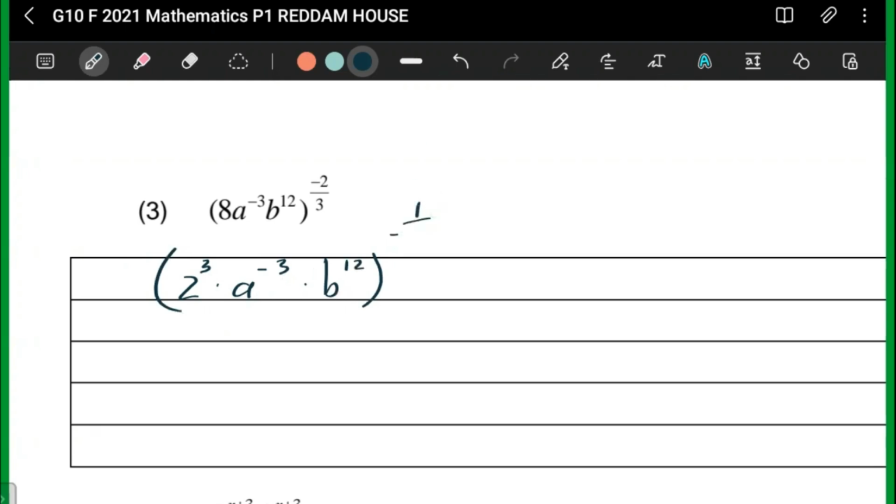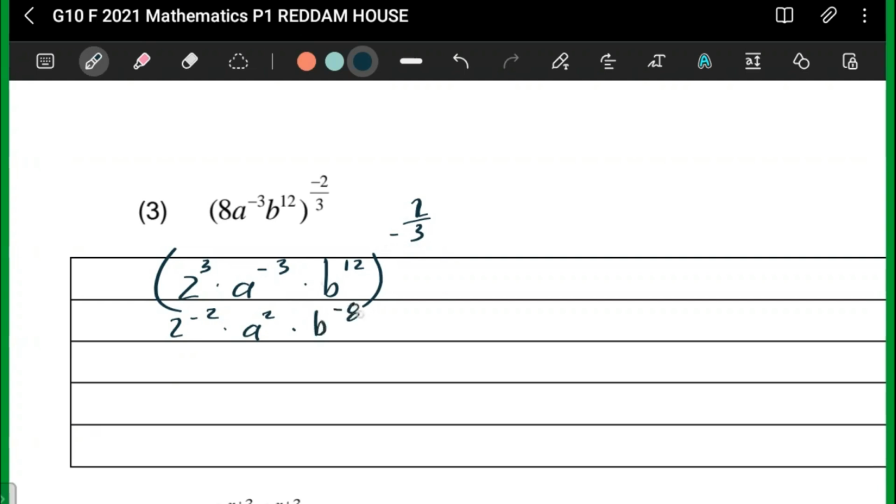The reason for doing what we've just done is because now we can multiply each of these exponents with negative 2 over 3. Fortunately, you can even use your calculator to do that. So 3 times this exponent is just going to give you a negative 2. Negative 3 times this exponent is just going to give you a 2. 12 times this exponent, what is it going to give you now? It's going to give you a negative 8.